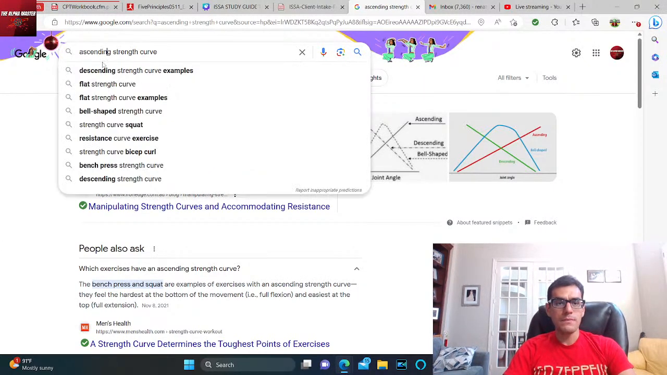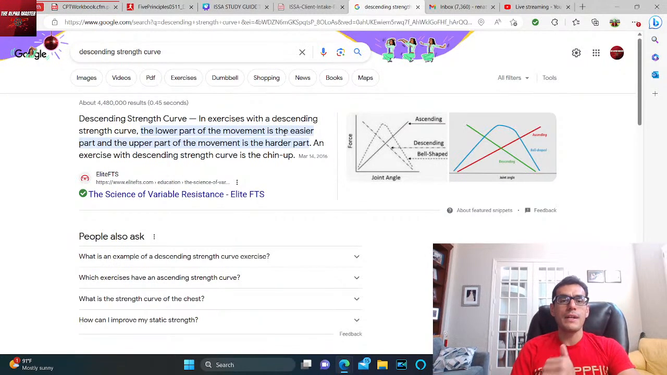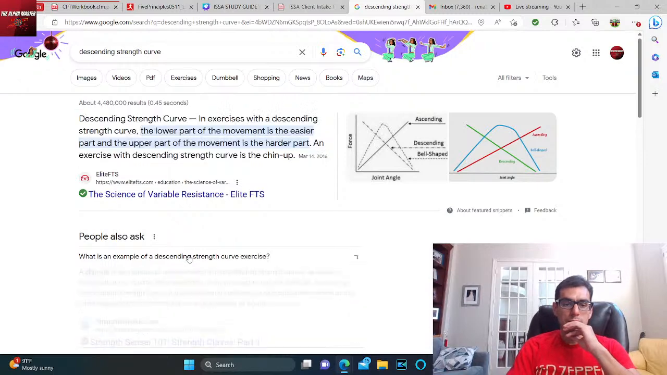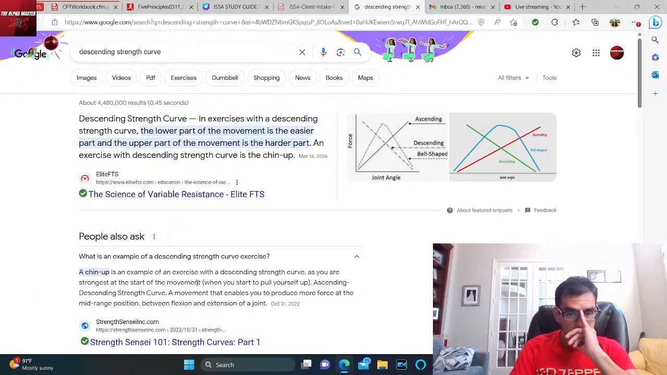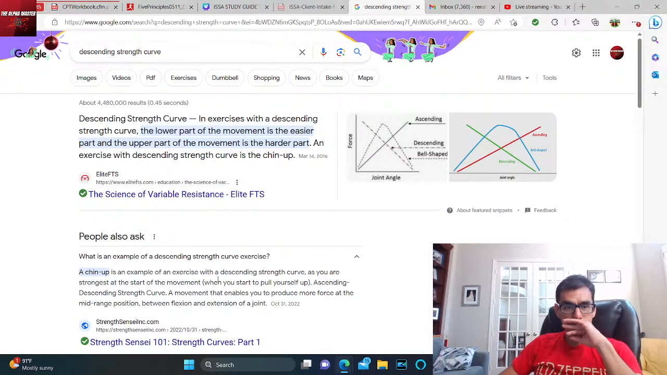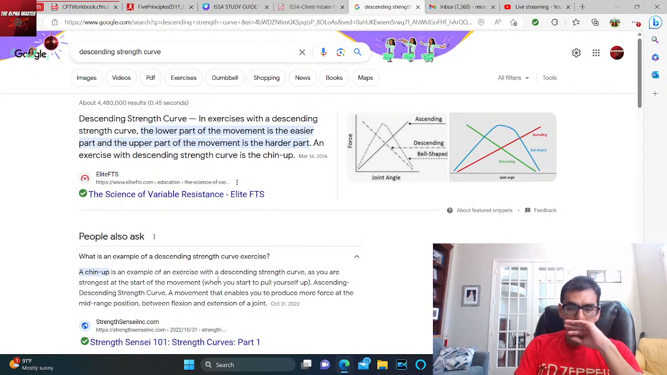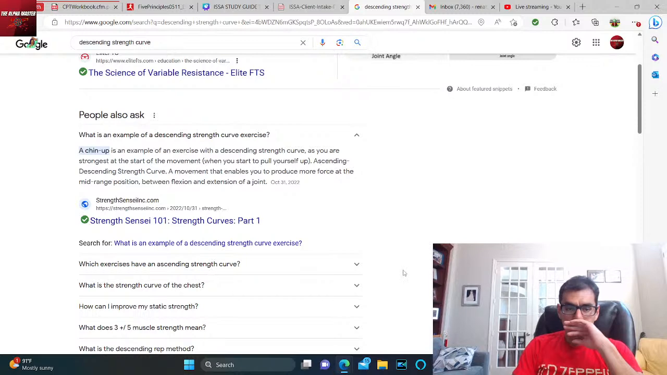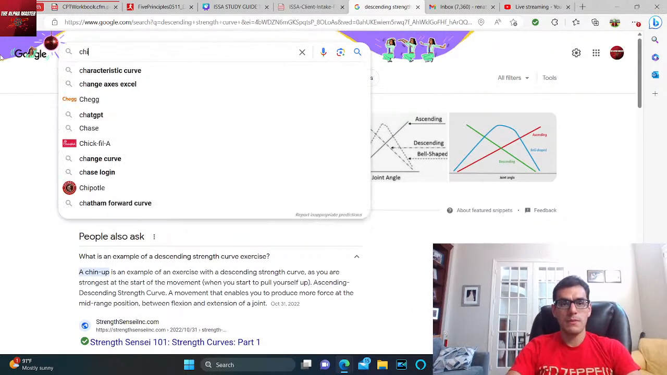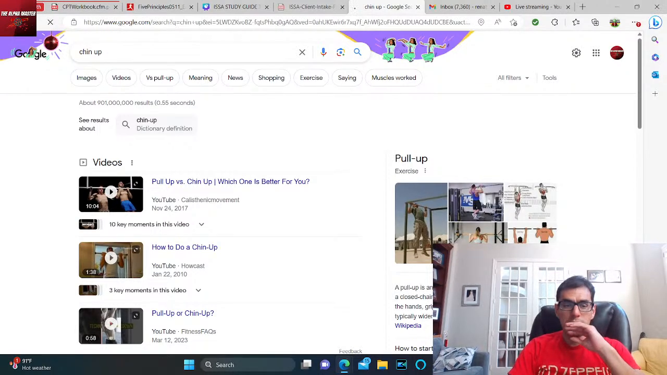Now the descending strength curve. The lower part of the movement is the easier part, and the upper part of the movement is the harder part, like the chin up. An example is a chin up. It has a descending strength curve.